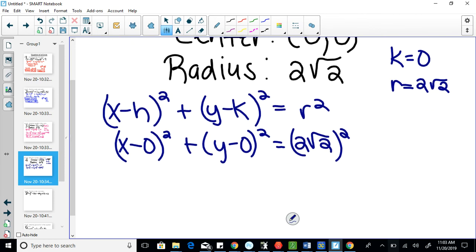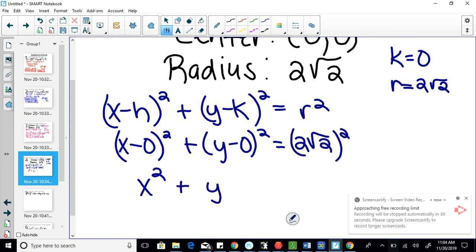Now, here's the thing. Anytime you have 0, we don't keep it as 0. So x minus 0, I can't keep it like that because anything minus 0 is going to be exactly the same. So x minus 0 will still be x, and we write it as just x squared. Y minus 0 would be just y, so we write that as y squared.